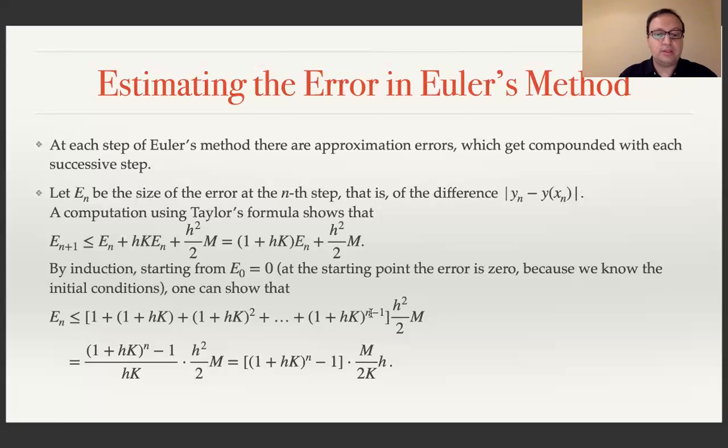So this is the sum of a geometric progression, this parenthesis, and it's equal to ((1 + hK)^n - 1) over hK. So we notice that one h cancels, the h here cancels with the h squared here, and we get ((1 + hK)^n - 1) times M over 2K times h.